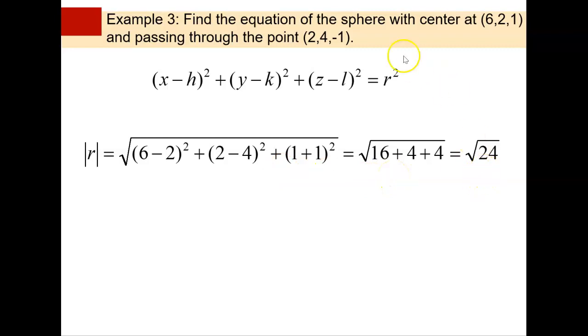get radical 24. That gives me the absolute value of r. Now again, I want to square this to put it into the formula. So putting it into our formula, we have 6, 2, and 1 as our center for h, k, and l, and our radius is square root of 24. When we square it, it equals 24.